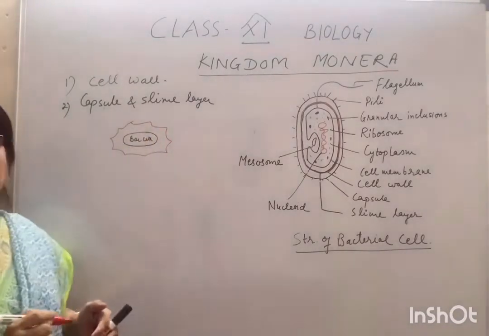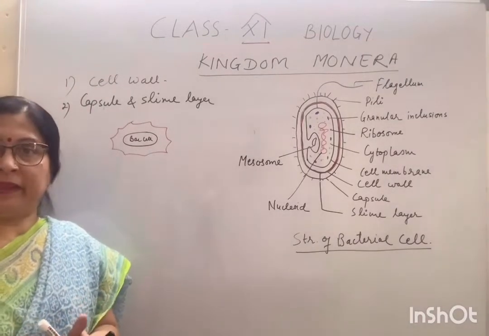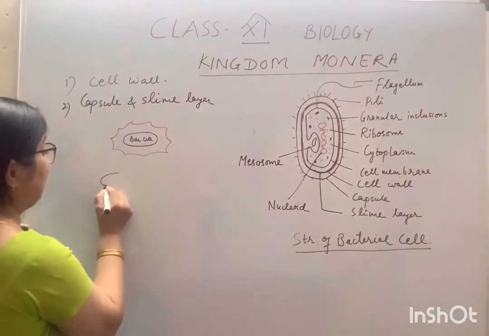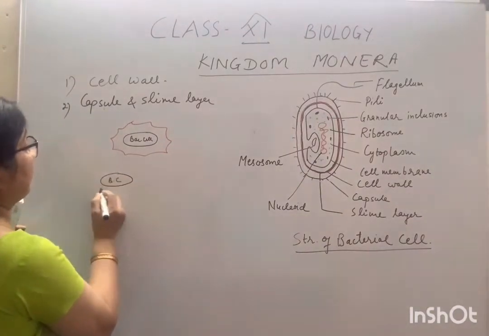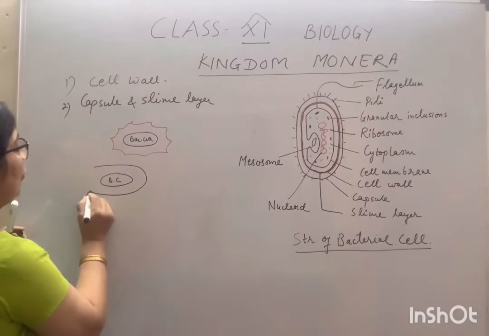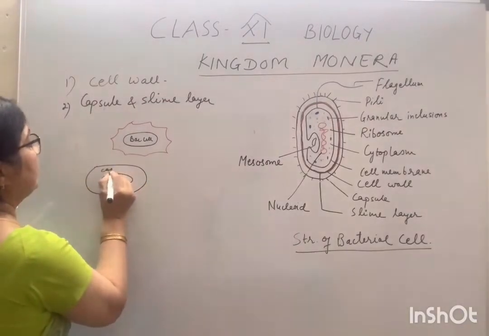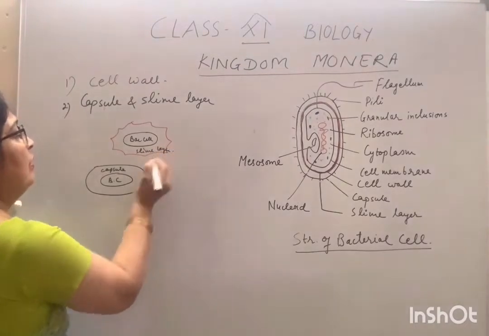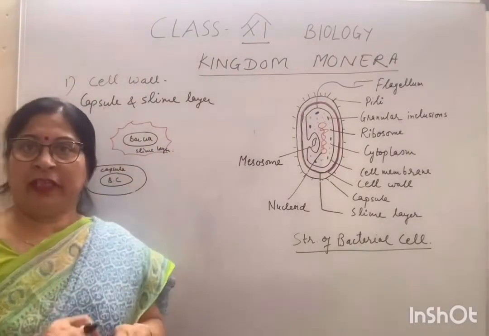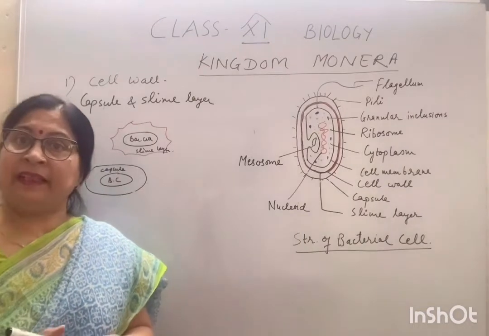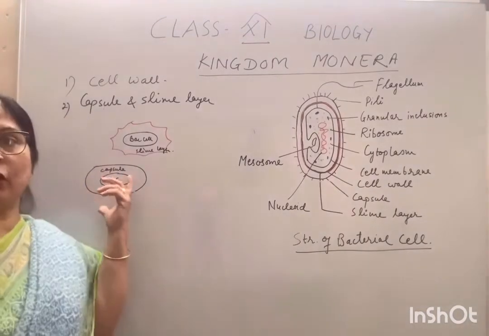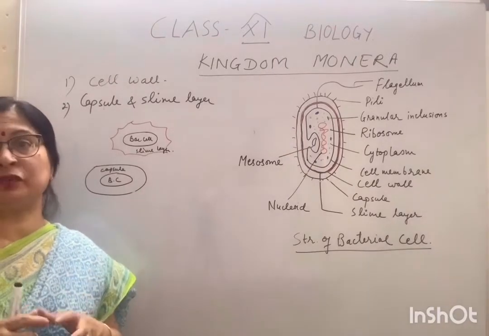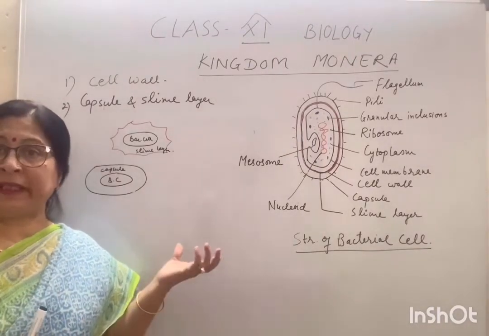This slime layer can be removed, but the capsule cannot be removed. The capsule is very tightly attached to the bacterial cell, so we cannot remove the capsule. This is the capsule and this is the slime layer. The slime layer can be removed easily, but the capsule cannot be removed because it is tightly attached with the cell wall of a bacteria.